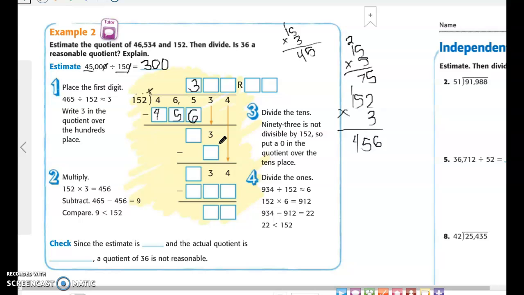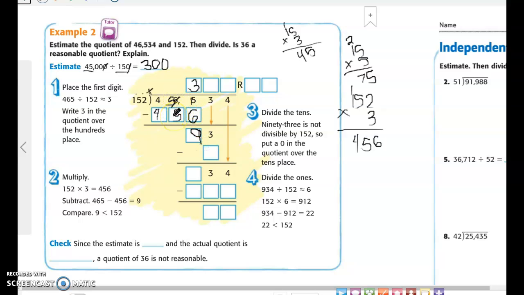And let me know, what do I have to do? You have to regroup. Why do I need to do that? Because 5 is lower than 6. Right, it's a smaller number. So I need to borrow from my 6. My 6 turns into a 5. And my 5 turns into a 15. Now, is it possible? 15 minus 6? Yeah, so what do I get when I subtract 15 minus 6? 9, good.